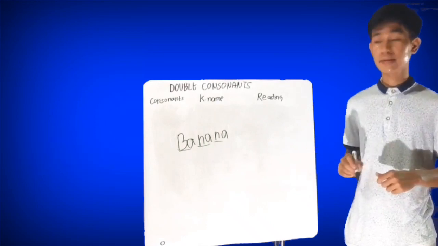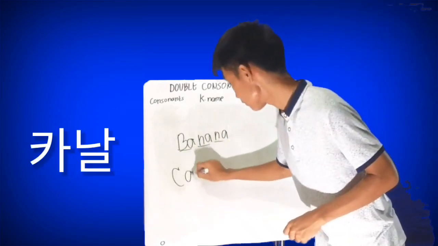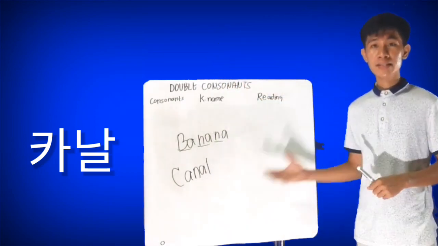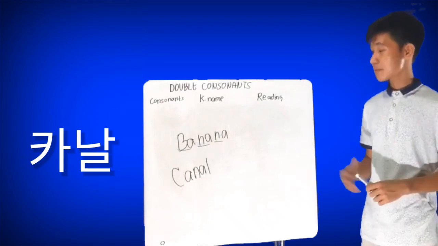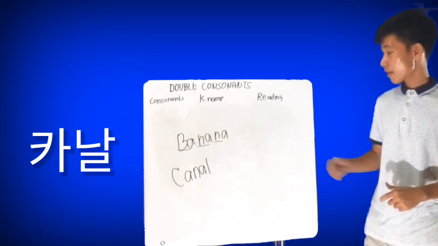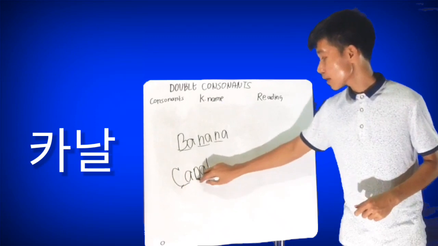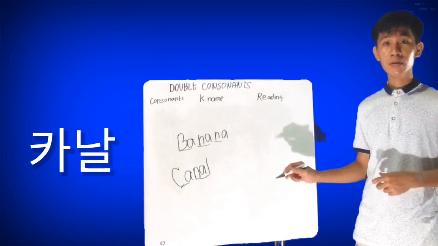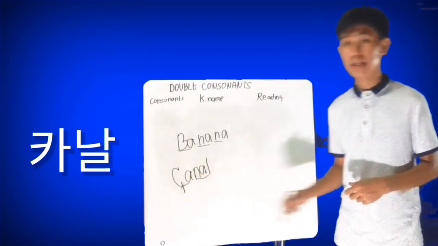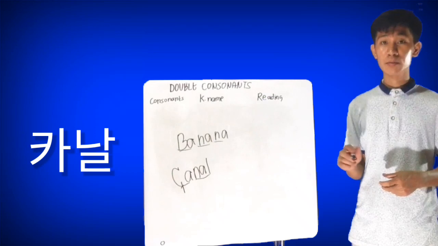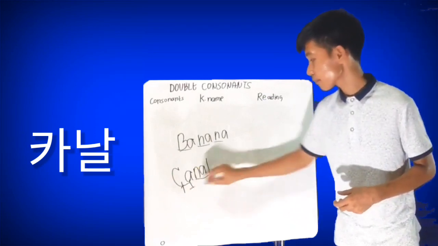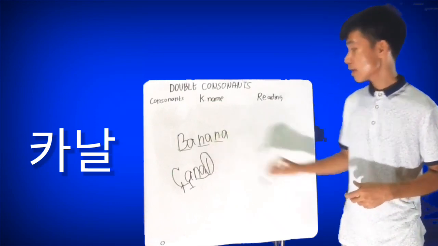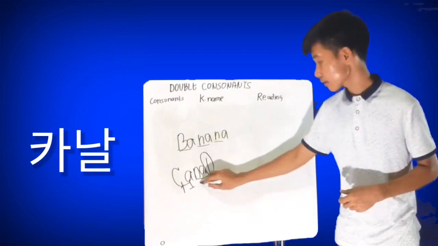Let's have another example. Canal. In this example, I want you to make a quick observation. This word canal is composed of three syllables. And as we can see, in every syllable, the consonant must be placed at the initial position and the vowel is always placed at the second position. But in Hangul, if there is a third letter, it should be placed at the bottom part.